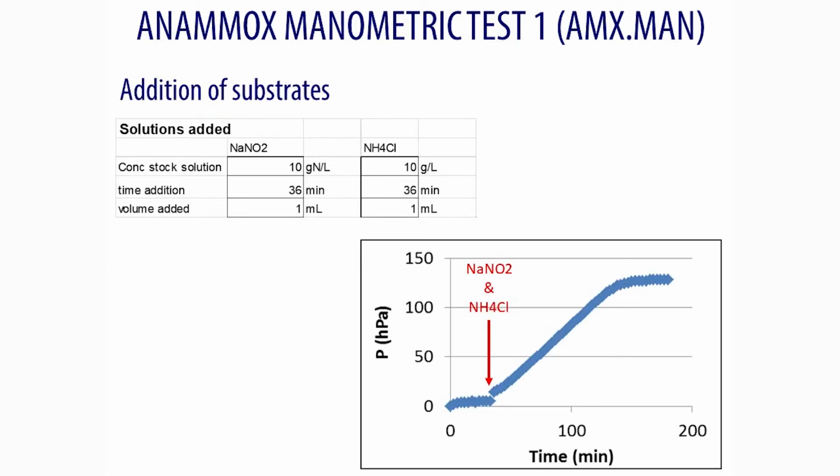To analyse the data obtained from the manometric test, first estimate the concentrations of the stock solutions added to the reaction vessel, and also the time of addition and the volume of the stock solutions added. The time of addition of the ammonium and nitrite solutions should correspond to the increase in pressure recorded with the pressure meter.